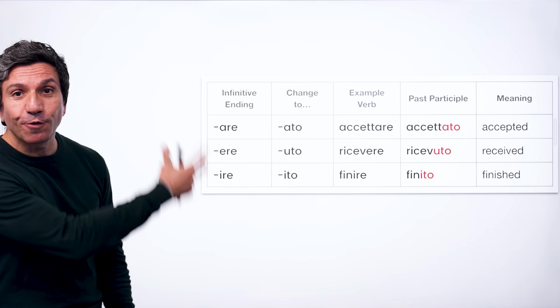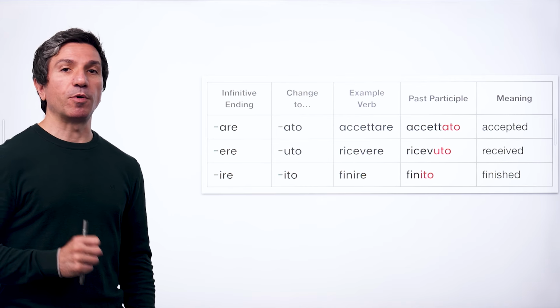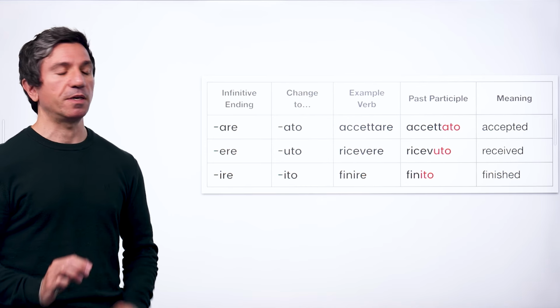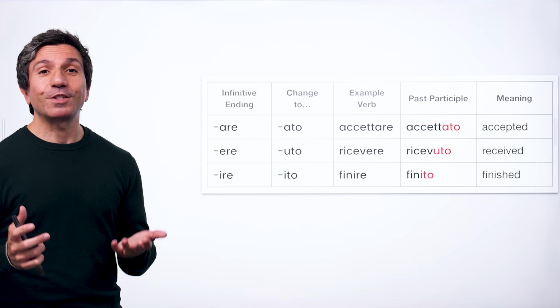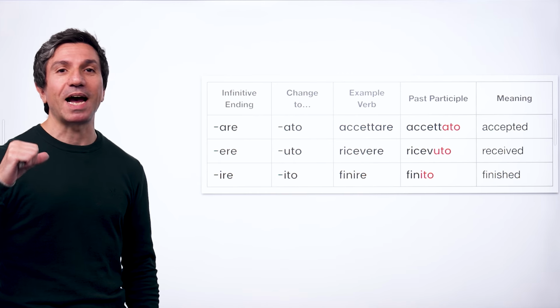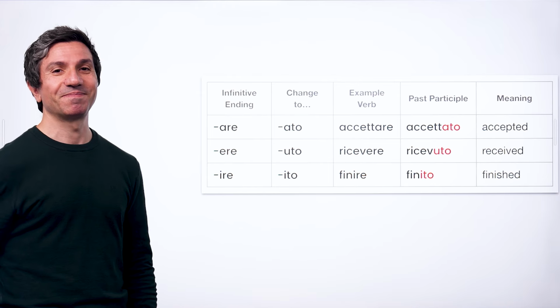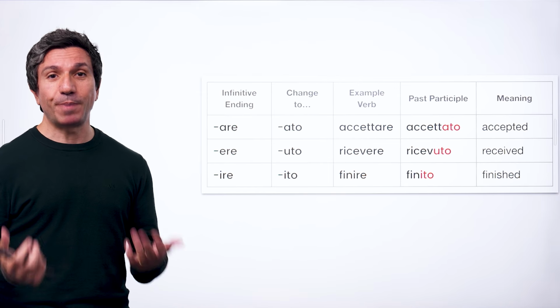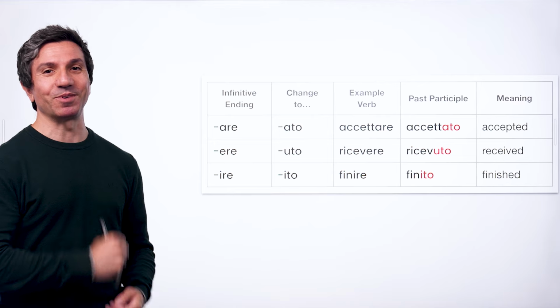Apart from these forms, the past participle of irregular verbs is different. Check the lesson notes on our website for all the variants. Let's practice the past participle with more examples.